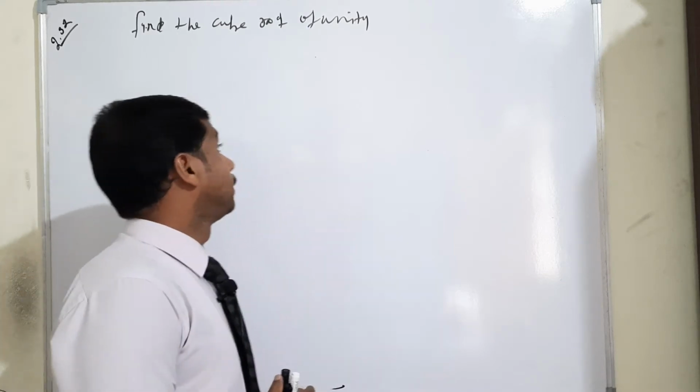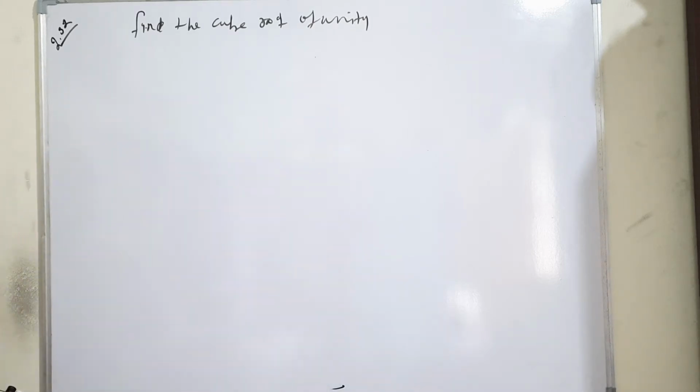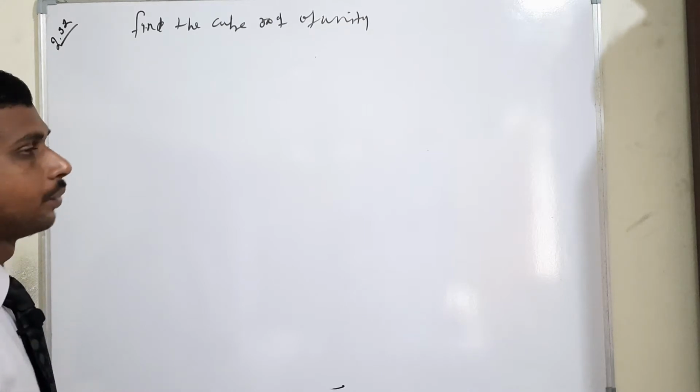I am moving to a continuation of example and related exercise 2.9. I am moving to one of the important 5-mark questions, example 2.32. What is the question? Find the cube root of unity.